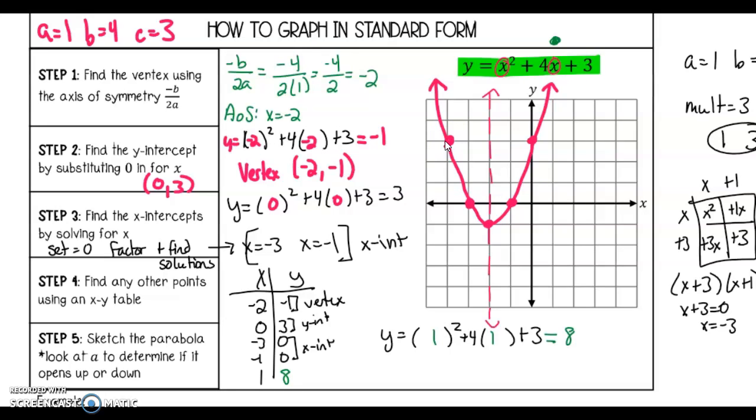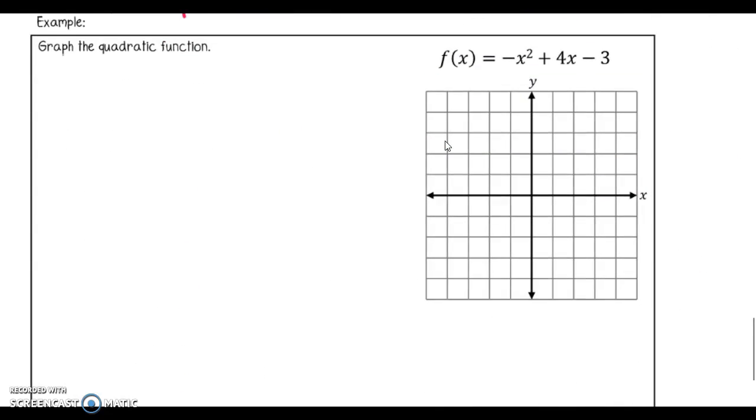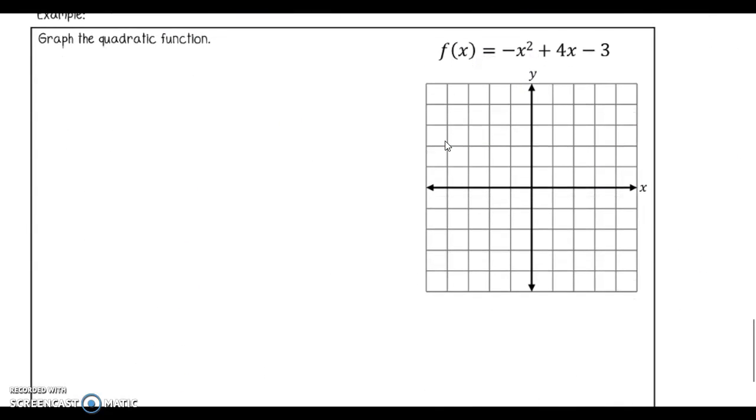And so we look to see if a was 1, and that's positive, so it should be up. So that makes sense that it opens up. Okay, that's our steps. Let's try one more to make sure we've got this. So graph the quadratic function.